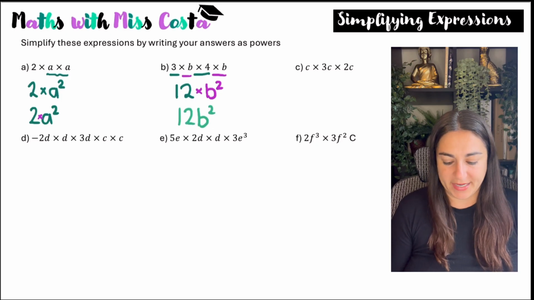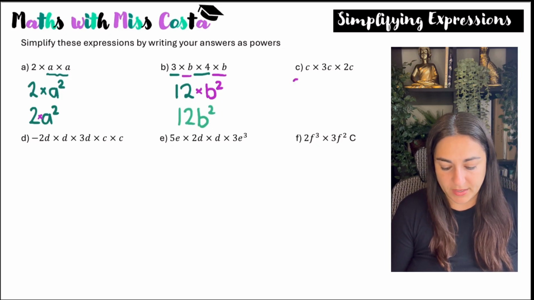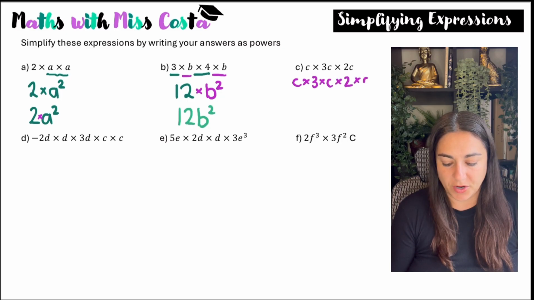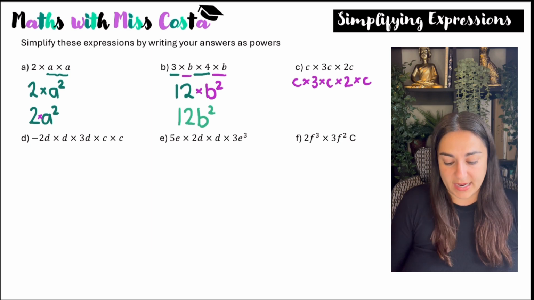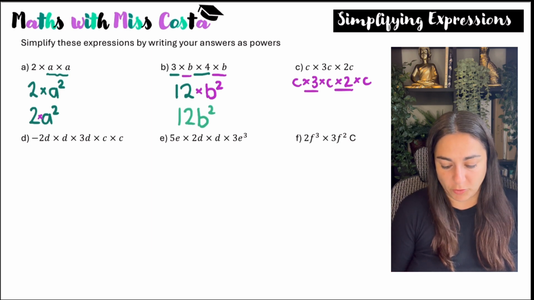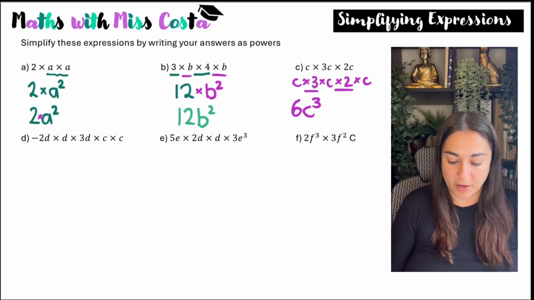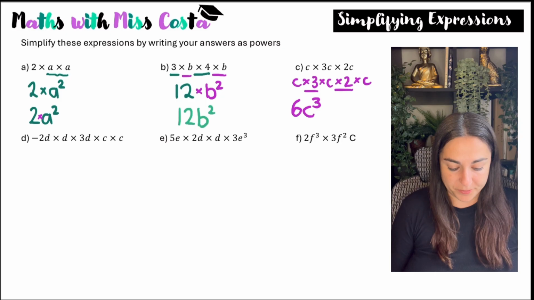Next is a little bit trickier. So I've got C times 3 times C times 2 times C. Sometimes it's easier to write out what's happening with the algebra. And then I know that I can just look at the numbers. So I've got 3 times 2, which is 6, and C is being multiplied by itself 3 times. So that would become 6C to the power of 3.